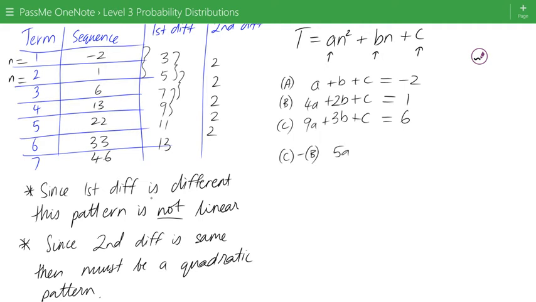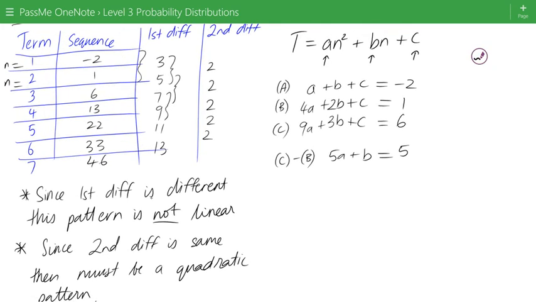3b minus 2b is b. C minus C is 0, so don't write anything. And 6 minus 1 is 5. So I've eliminated C. If we can eliminate C from another equation, that will help us solve this.